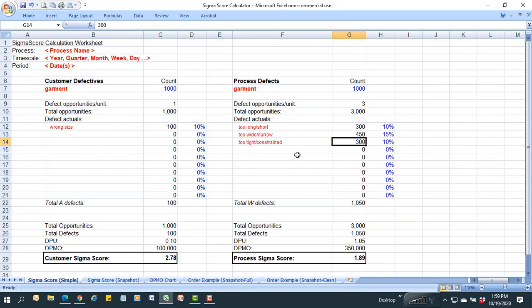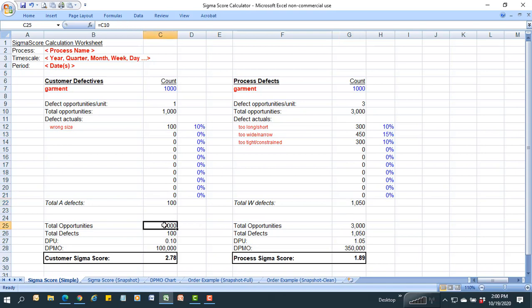The challenge is to look through your requirements and figure out what are the opportunities for the customer to see a defect and what are the opportunities for a defect in your process that will lead to those. And then the math becomes pretty much the same. So we have a total number of defects, which is the total of that column on both sides.